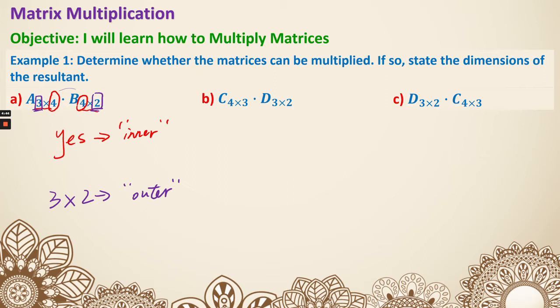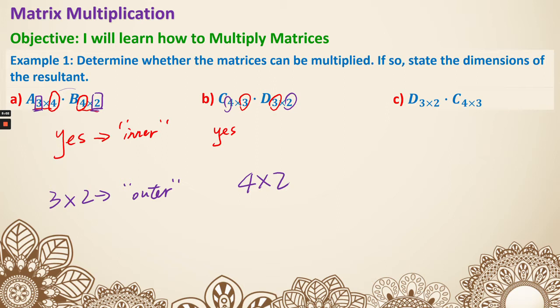So now let's look at B. Same idea. Look at the inner numbers, 3. They are the same, so yes, we can actually multiply them. Now you look at the outer numbers, and that's going to tell you the resultant is going to be a 4 by 2 matrix.